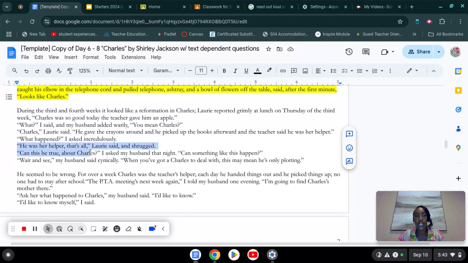"He was her helper, that's all," Lori said and shrugged. "Can this be true about Charles?" I asked my husband that night. "Can something like this happen?" "Wait and see," my husband said cynically. "When you've got Charles to deal with, this may mean he's only plotting."